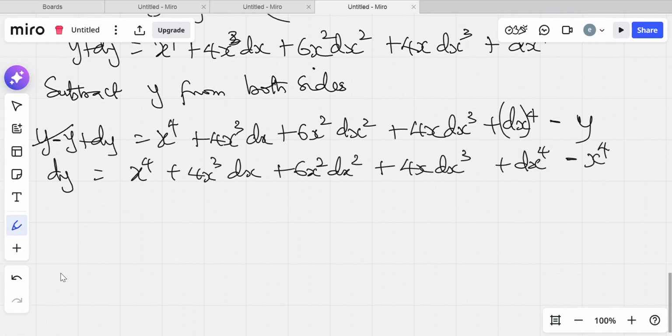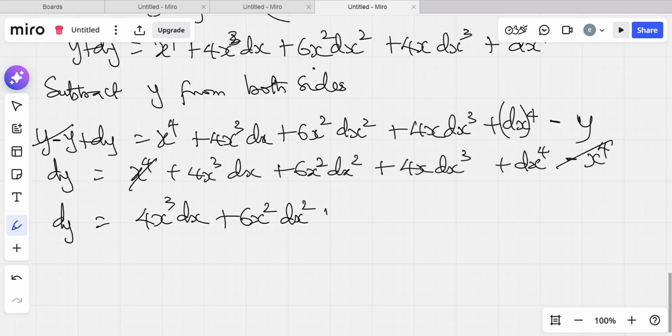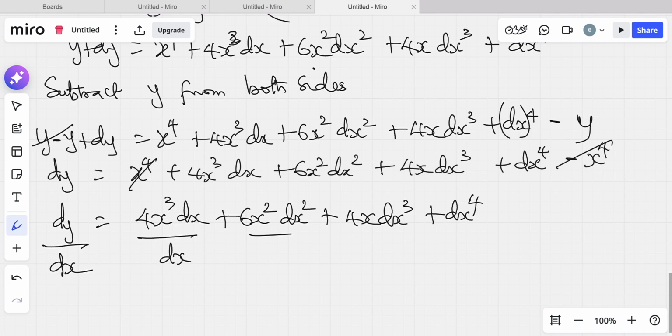So when you collect like terms, you see that this one is gone and this one is gone, leaving us with what? That dy is what? 4x to the power 3 dx plus 6x to the power 2 dx to the power 2 plus 4x dx to the power 3 plus dx to the power 4. So what do we now do? We divide both sides, each term, by dx. So we are simplifying. The last step is we now limit dx to 0.